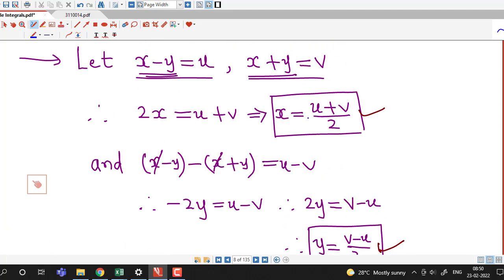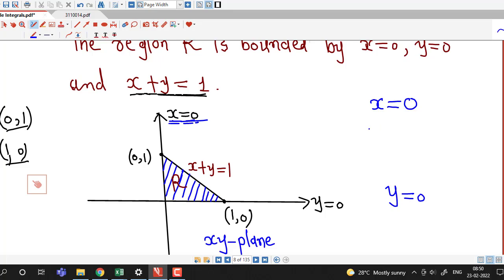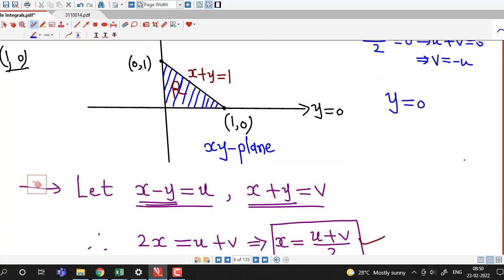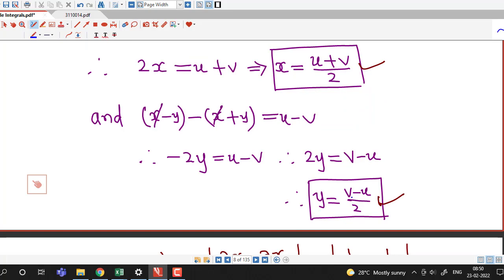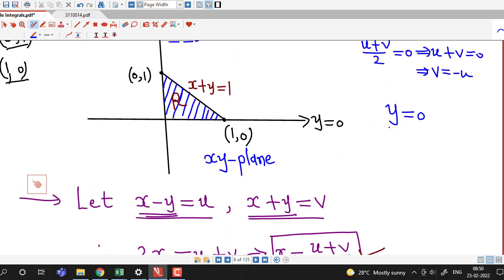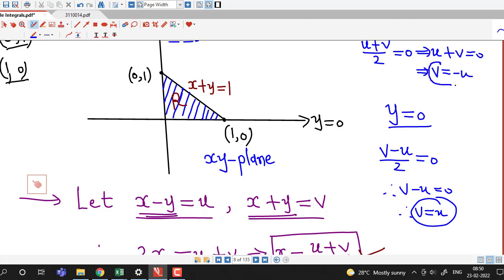Suppose we have x equal to (u plus v) by 2. So x equal to 0, and I substitute x equal to (u plus v) by 2. So I will obtain that u plus v equal to 0, that is v equal to minus u. Similarly, if I consider y equal to (v minus u) by 2 in this boundary, y equal to (v minus u) by 2, so from this I will obtain v minus u equal to 0, that is v equal to u. So I obtain two lines passing through the origin in the uv plane.